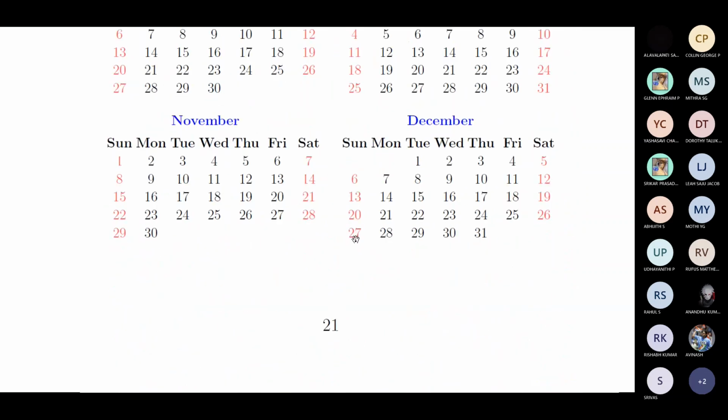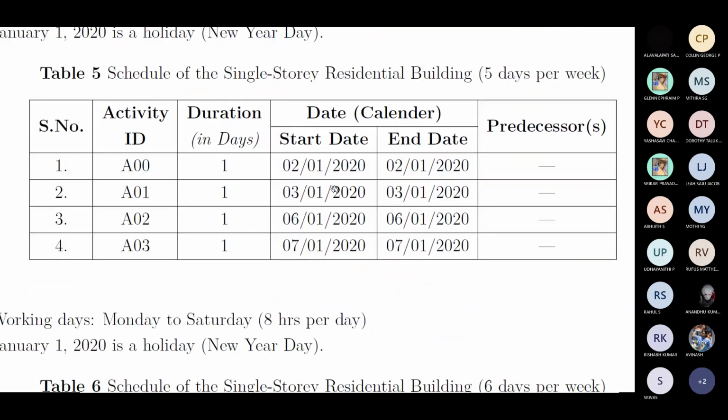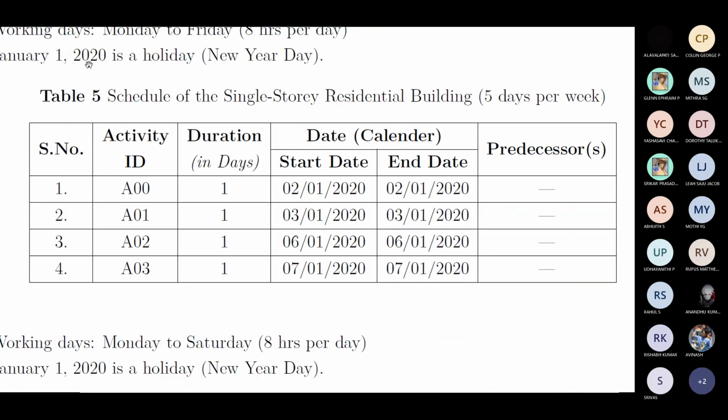So let me go to this. Say activity A00 is the site clearance. First Jan is off, so I have to start my work from 2nd Jan. Since it's 1 day, start day and end day are the same. There is no predecessor. But for A01, the predecessor is A00. I didn't want to show this in this space, but actually A01 depends on A00. It's not independent. It's 1 day, so it falls on 3rd January 2020.